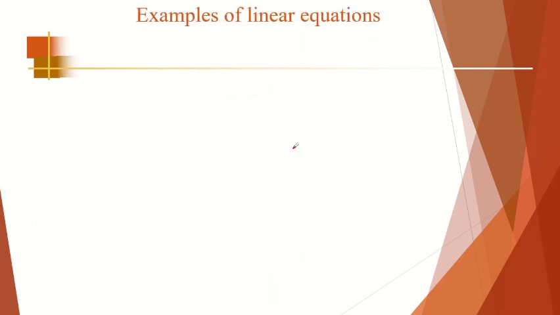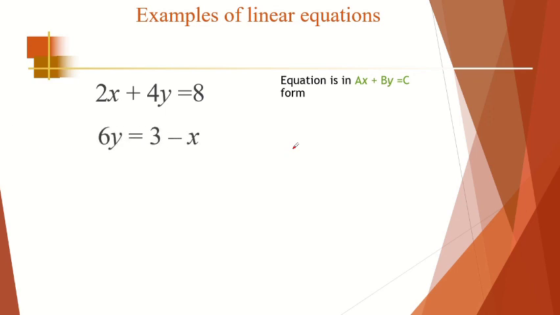We have examples of linear equations. So we have 2x plus 4y equals 8. This equation is in ax plus by equals c form. Next, we have 6y equals 3 minus x. Rewrite both sides: on the left side, we have x plus 6y. We transposed this x to the other side, so the negative becomes positive. So, x plus 6y equals 3.